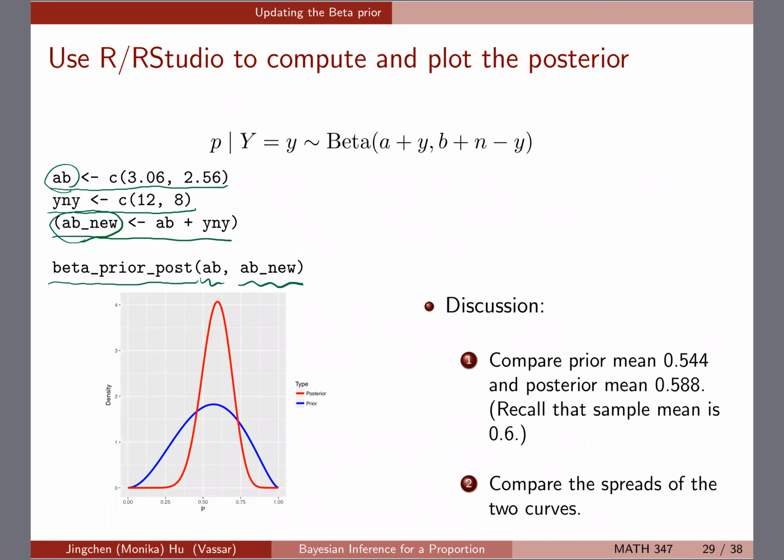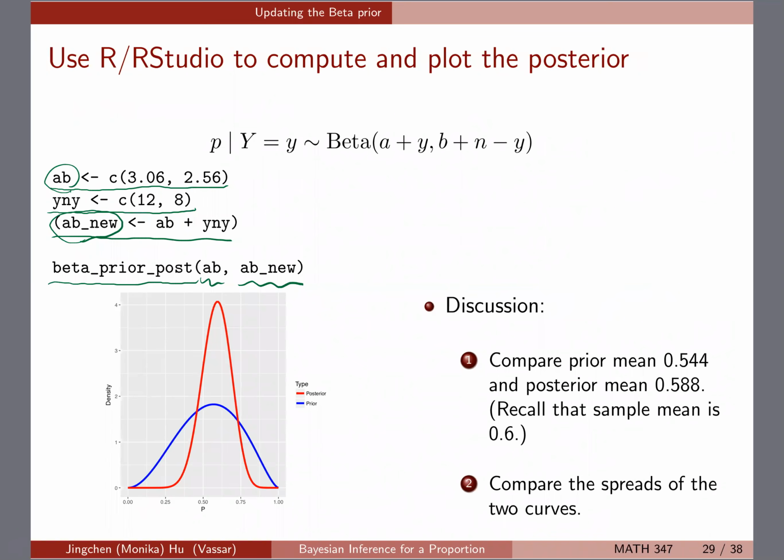What do you think? What about the mean? Well, the posterior mean is sort of like an average between these two, right? It's somewhere in between. I think it's closer to the sample mean than to the prior mean, okay? And that's not surprising because the posterior is some kind of combined information of the prior and the sample, okay?